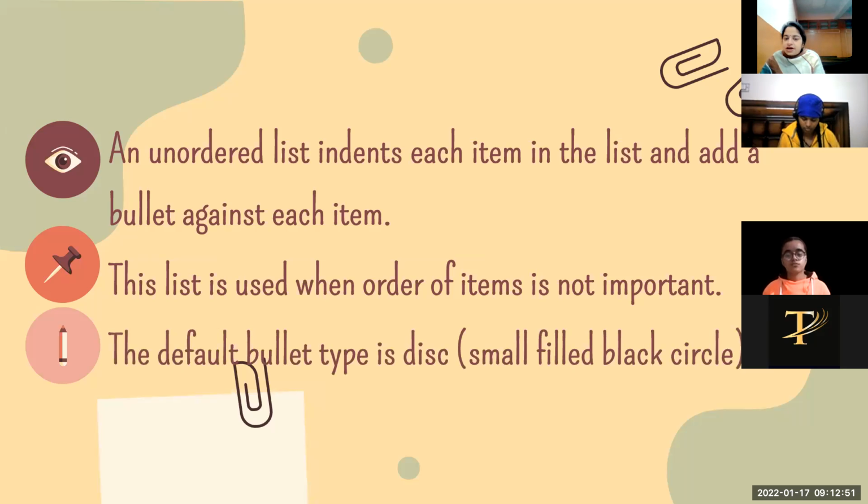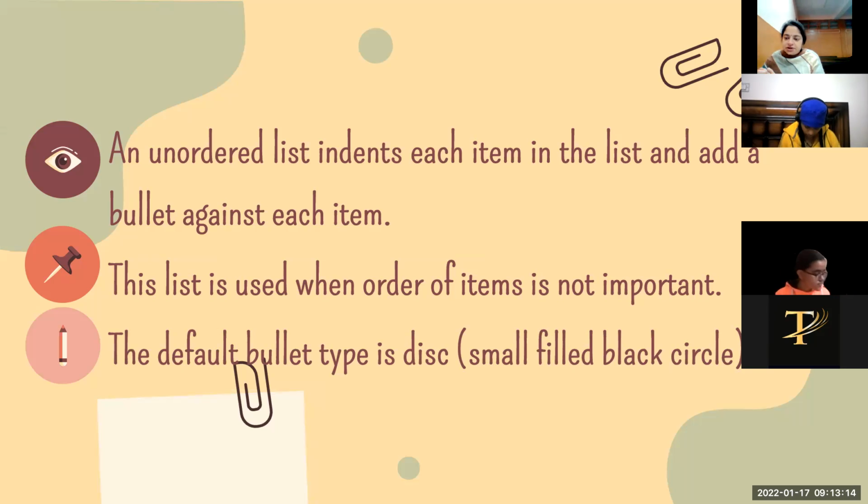The default bullet type is disk. By default, on any web page, when we create a list without defining any bullet type, जब कोई भी bullet type define नहीं कर रहे हैं, तो by default type of bullet is disk. Disk, what is disk? It is a small circle, a small filled black circle.